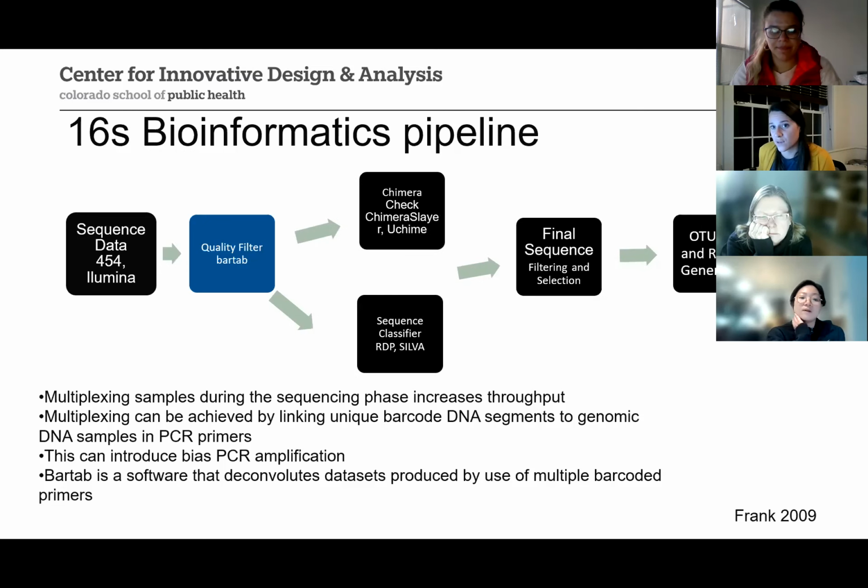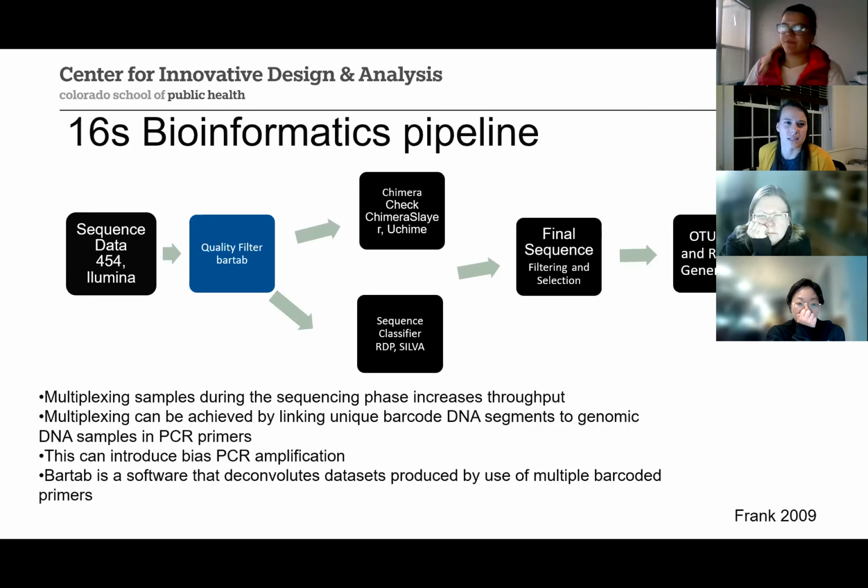The next and first filter is the quality filter. What we're doing here is trying to get rid of multiple barcodes from primers. This can happen because we're multiplexing, which increases throughput, but also adds bias into our PCR amplification. And so we want to filter that out. One of the software programs used is BARTABS.